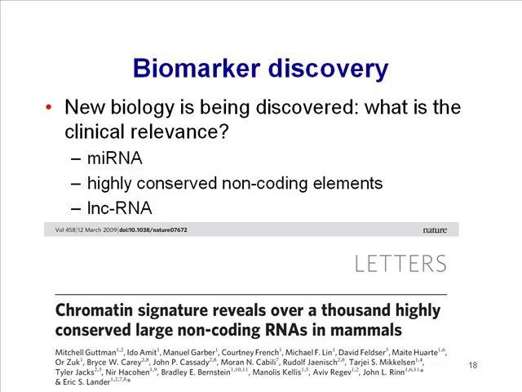Another type of entity are highly conserved non-coding elements. These are elements that are highly conserved across mammals, but we just don't know what they do yet. And so people are working furiously to try to understand what these do. But we might see, for example, if we start to see mutations in these types of elements, we might want to try to associate that with cancer. So there are new molecules as well as higher dimensional and more precise measurements coming out.